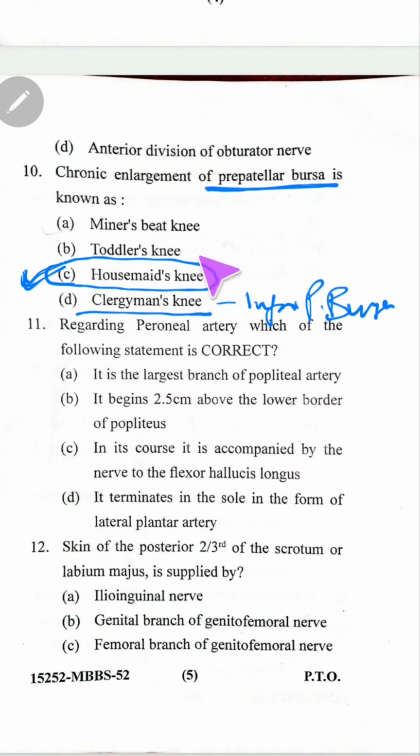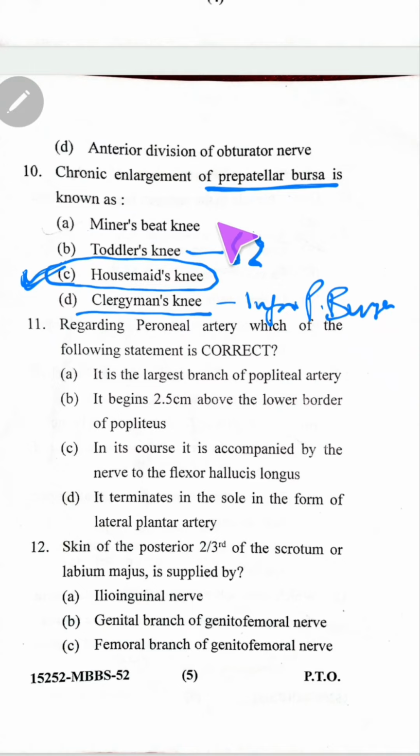And what is toddler's knee? Toddler's knee is actually the bowing of the legs in a toddler less than 2-3 years of age. This bowing of the legs may be because of rickets also. So that bowing of the legs is called toddler's knee, meaning a genu varus type of problem.